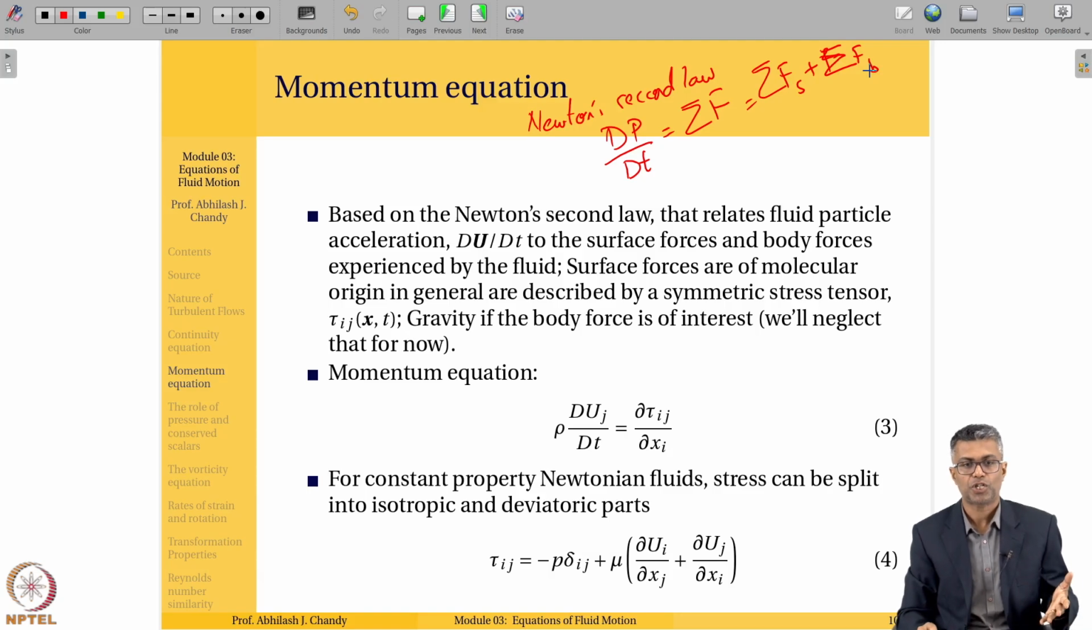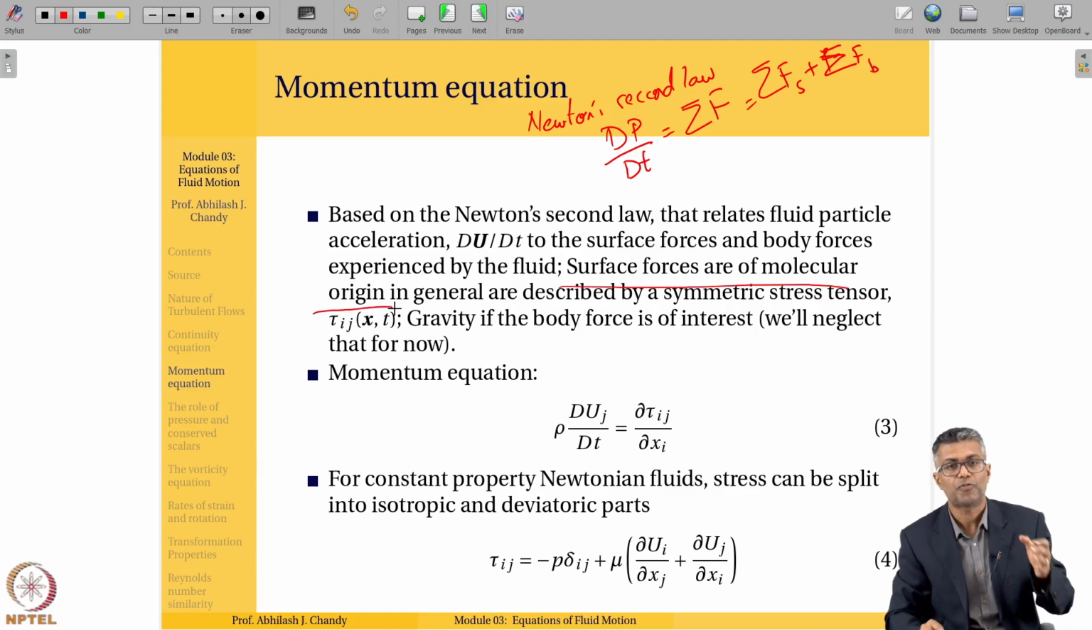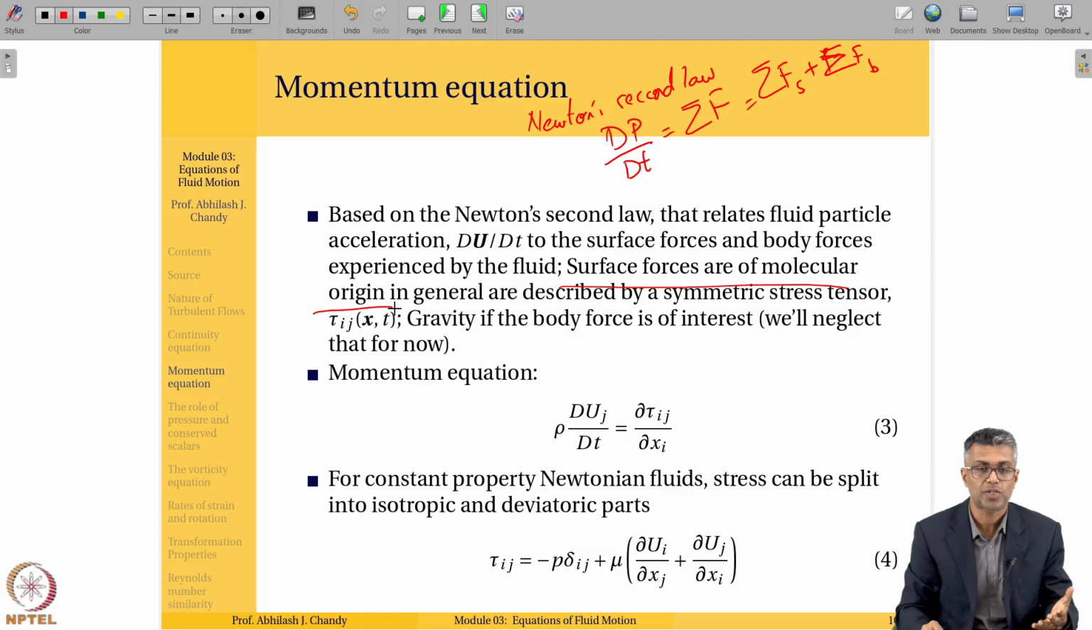Now, the rate of change of momentum can be written as the rate of change of velocity. Mass is a constant because momentum is just mass times velocity. So eventually what you get is du dt is the sum of all forces per unit mass. Now, the surface forces are of molecular origin. What do I mean by that? Surface forces are coming from friction, viscosity, so of molecular origin. Body forces, an example would be gravity. For the purpose of this class, we can just neglect gravity and look at the rest of the terms. And that's what we'll do. So we will only look at the surface forces here for now.